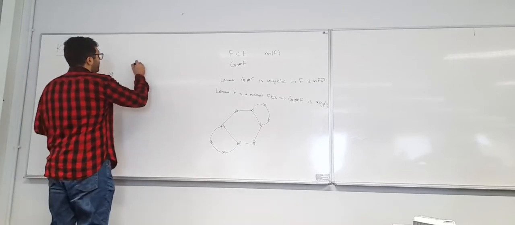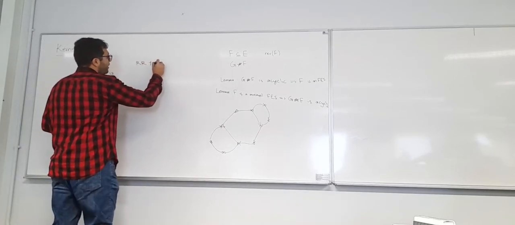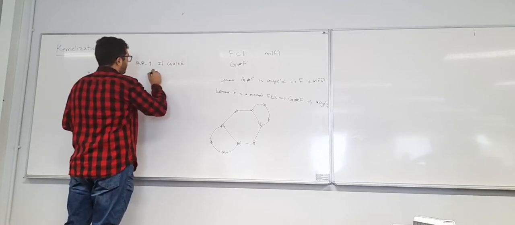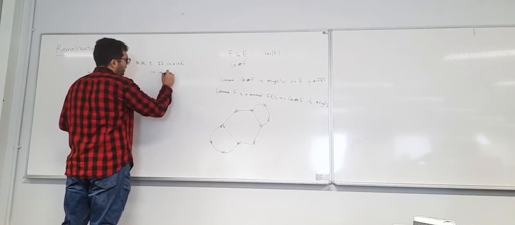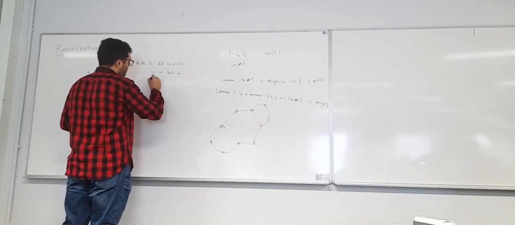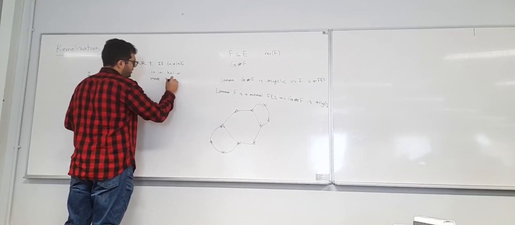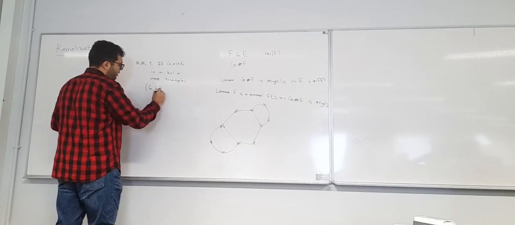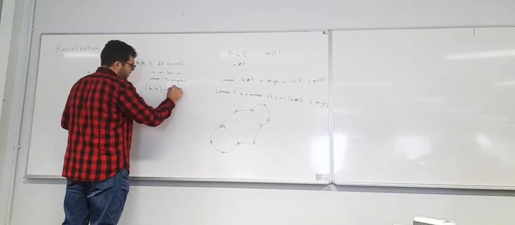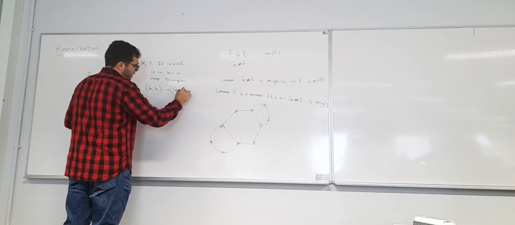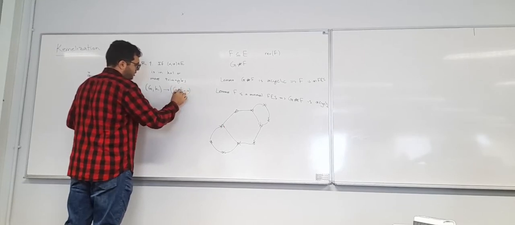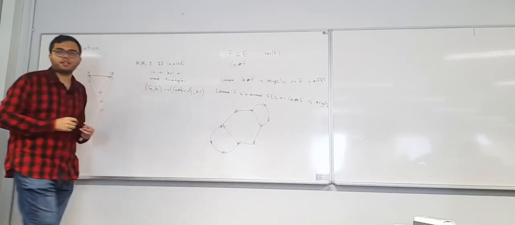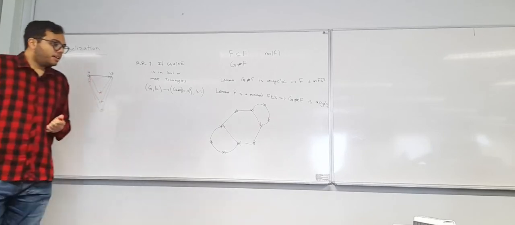So this is reduction rule 1. If some edge UV is in k plus 1 or more triangles, then my instance, G, k, would just become G, in which I've reversed U and V. And now I have a budget of k minus 1.